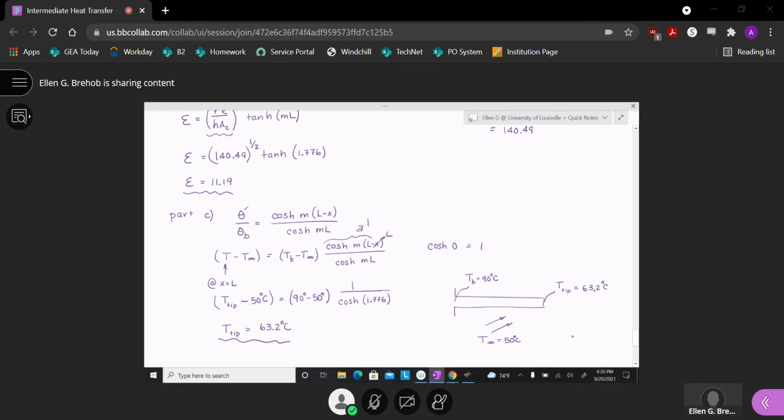And just so we thought through this math that we did, the base temperature was 90. We picture that the temperature's decreasing as we move down this fin. Okay. And if we got something cooler than 50 degrees C, well, that would be pretty suspicious. But we got a tip temperature of 63.2.